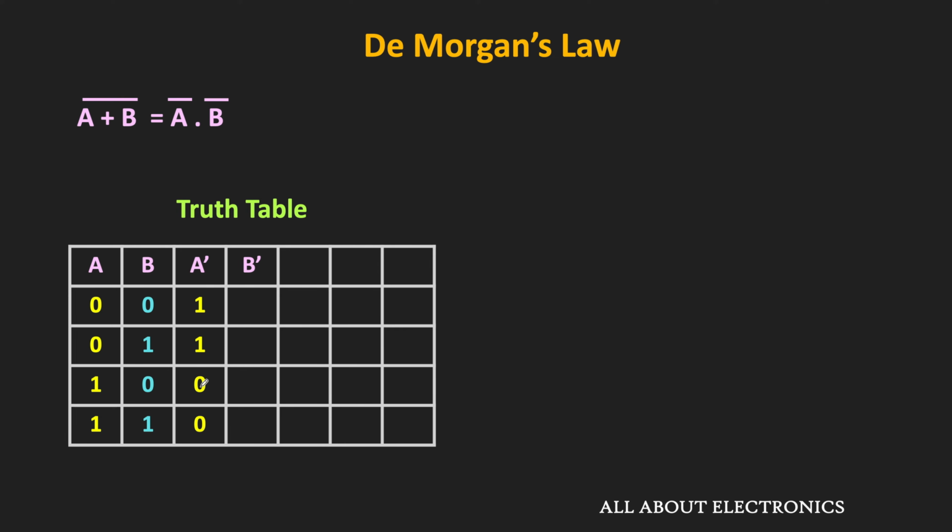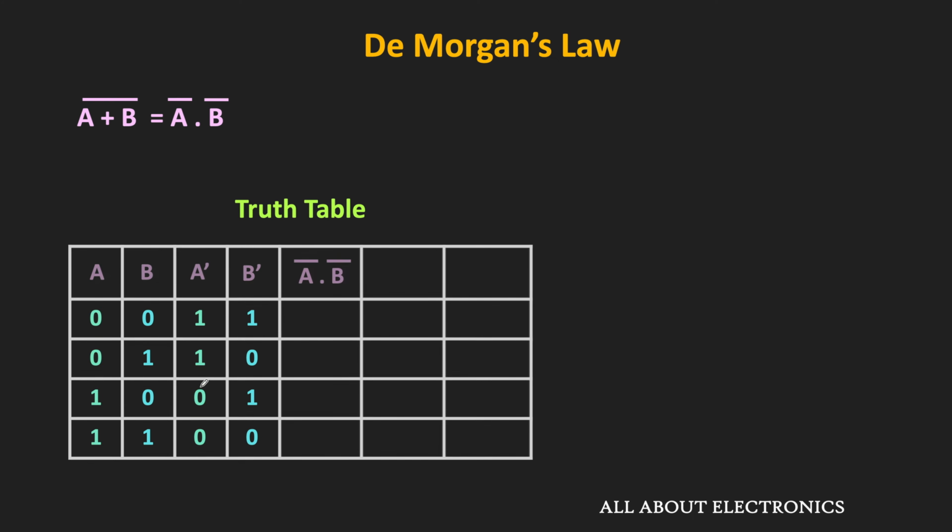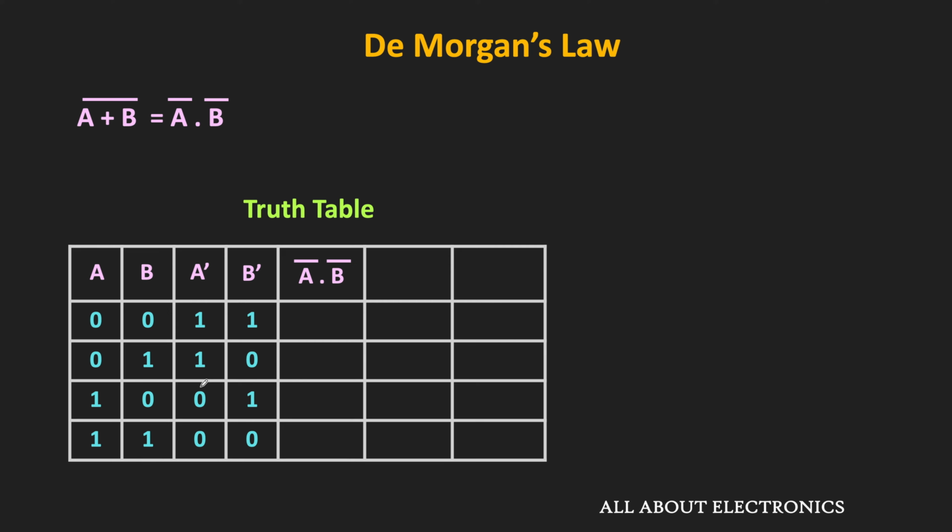Similarly, this B bar is the complement of the B. So once we have this A bar and the B bar, then we can easily find this A bar dot B bar. So this A bar dot B bar is 1 when both inputs A bar and B bar are 1. And when any of them is 0, then this output is equal to 0. So in this way, we got this A bar dot B bar.